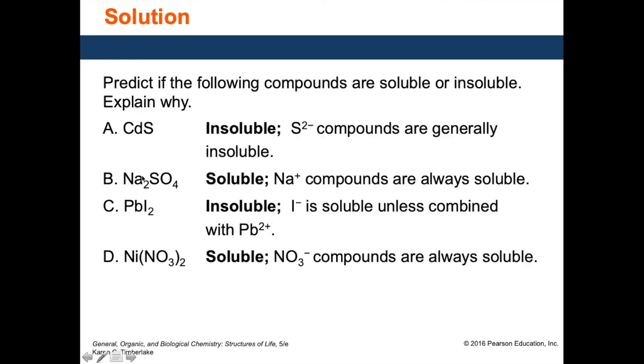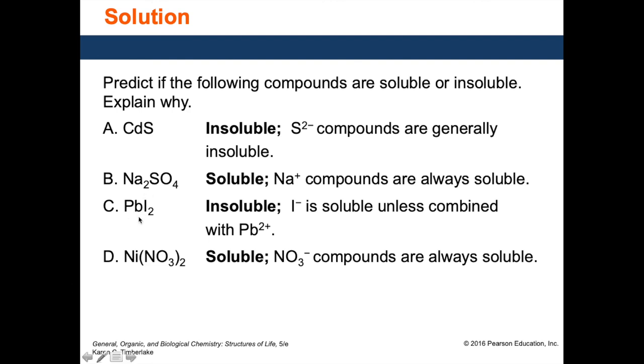Next, we have sodium sulfate. As soon as you see that sodium ion, you should immediately say, oh, that's going to be soluble. That's a dead giveaway. As soon as you see that group 1 metal sodium, you automatically know it's going to dissolve in water. Sulfate salts are typically soluble as well, but you don't even need to know that to solve this problem. As soon as you see that sodium, you know the answer.